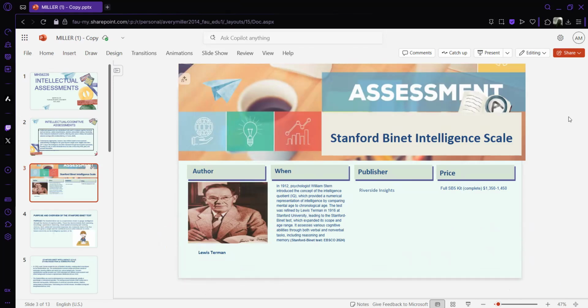All right. Now, the assessment we're going to go over today is the Stanford Binet Intelligence Scale. In 1912, psychologist William Stern introduced the concept of the intelligence quotient, which provided a numerical representation of intelligence by comparing mental age to chronological age. The test was refined by Lewis Terman, and that's who our author is, in 1916 at Stanford University, hence the Stanford Binet test, which expanded its scope and age range. It assesses various cognitive abilities throughout both verbal and nonverbal tasks, including reasoning and memory. The publisher is Riverside Insights, and the current full Stanford Binet Kit 5 is priced at $1,350 through $1,450.